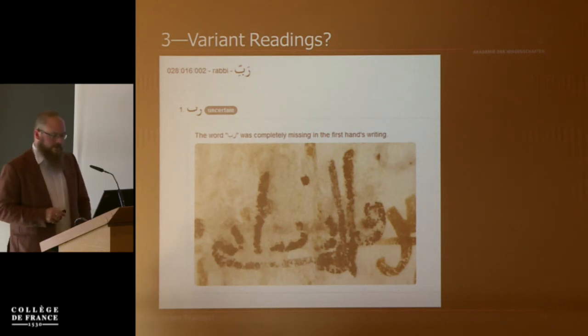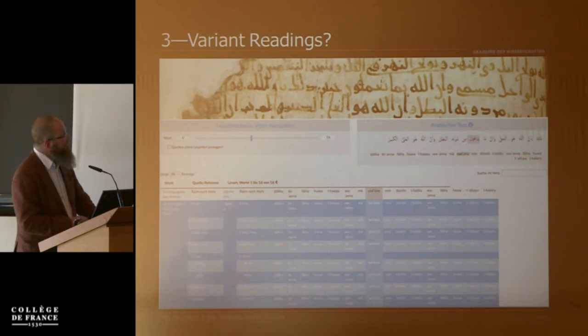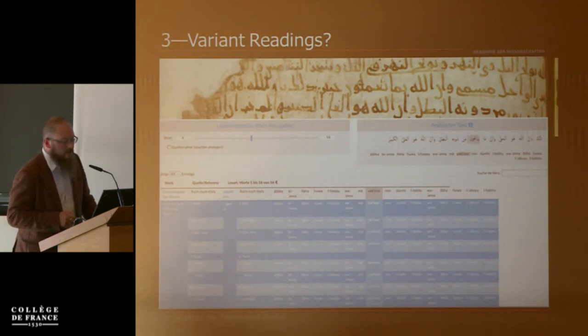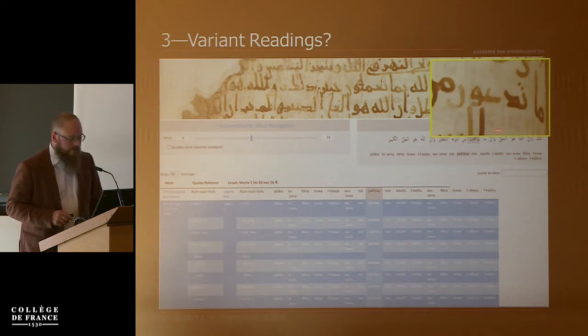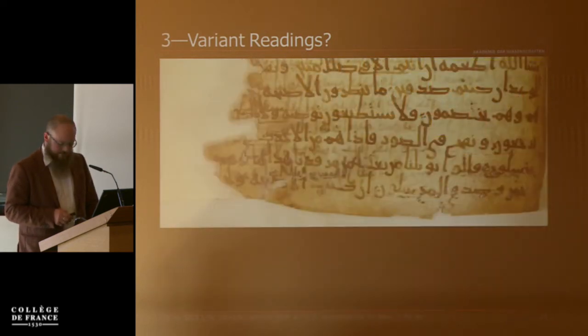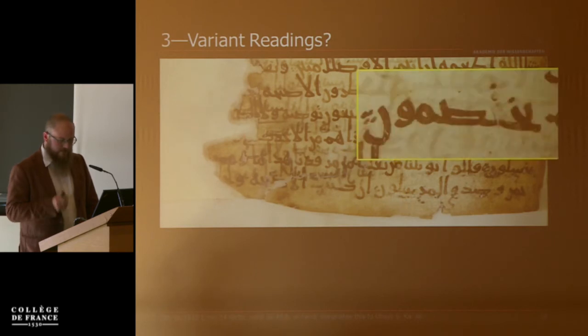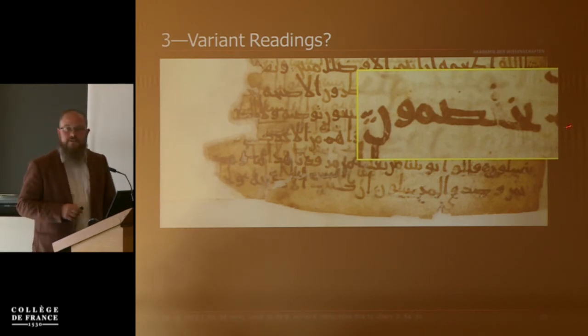Now, real variant readings. The owner, also pretty classical. You find it already in the 7 readings. Up here, the manuscript has chosen, or the writer has chosen a version which is not to be found in the Hafs and Asim. And now, this should have been the other way around. No, okay.